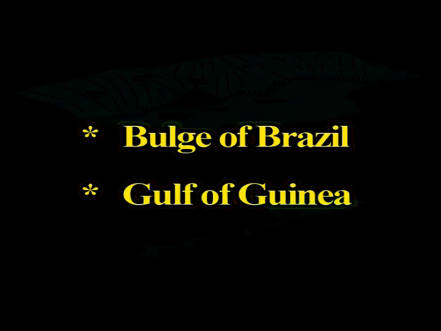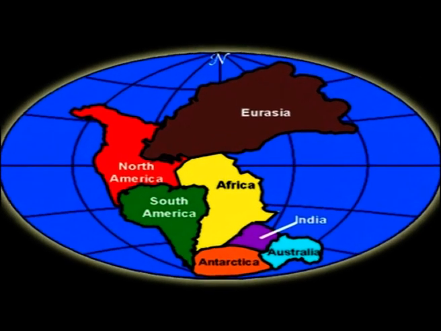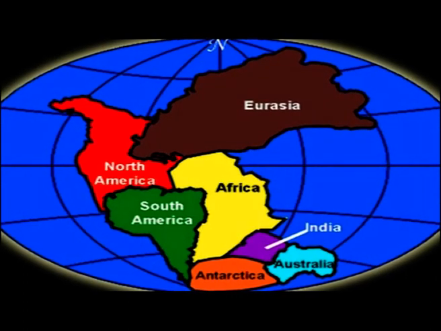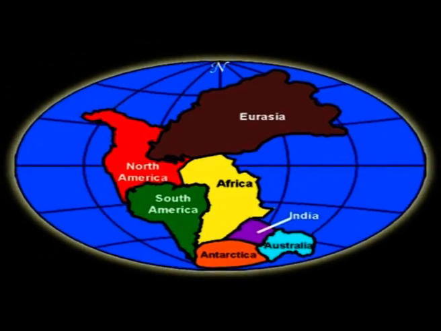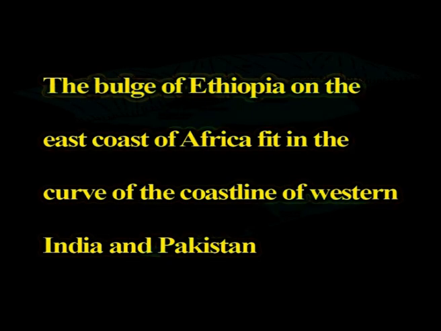Leaving some minor parts, the bulge of Brazil would fit in the Gulf of Guinea. The North American continental line would closely fit in the indentations of the coast of Scandinavia and Western Europe. Like that, the bulge of Ethiopia on the east coast of Africa fits in the curve of the coastal line of Western India and Pakistan. This all requires some careful observation of all the figures that are given with reference to this continental drift. The northern tip of Australia can very well fit into the Bay of Bengal. You look at that Bay of Bengal, it can also accommodate Australia.